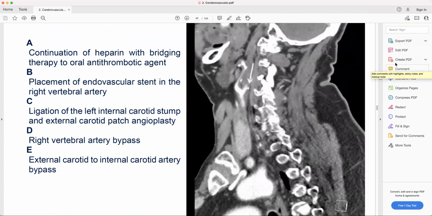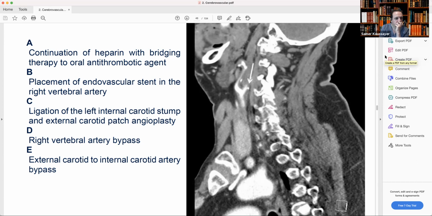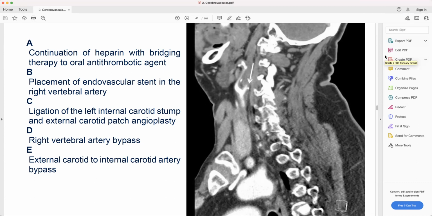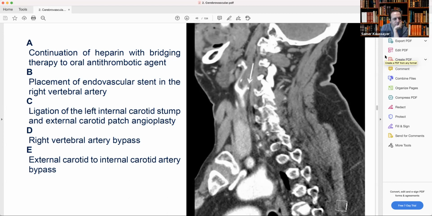Ligation of left internal carotid stump and external carotid patch angioplasty. This sounds correct. Right vertebral artery bypass, no. External carotid to internal carotid artery bypass, no. So it will be C. External carotid to internal carotid bypass, nobody does it anymore.